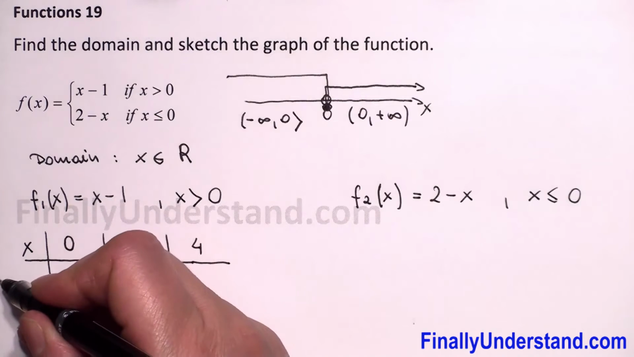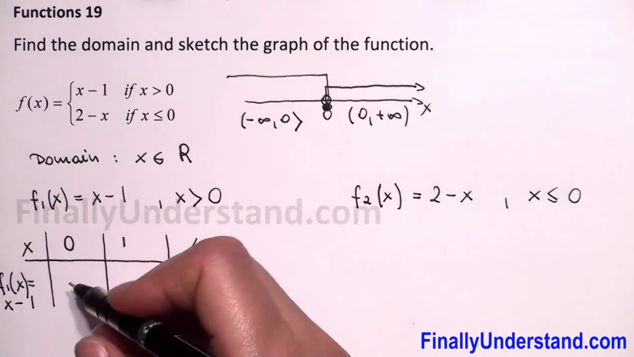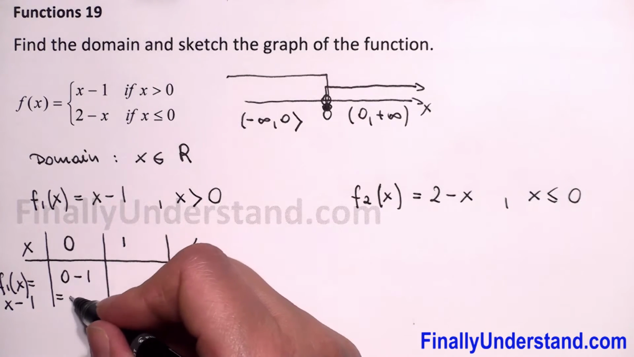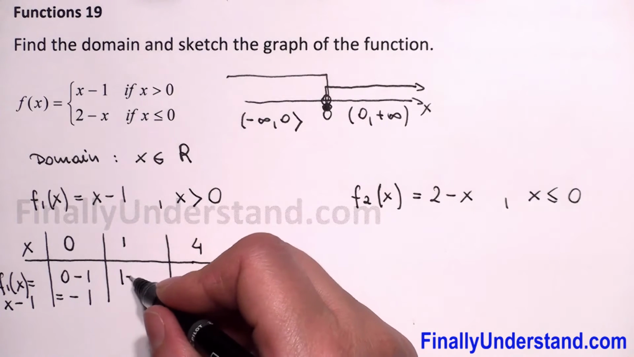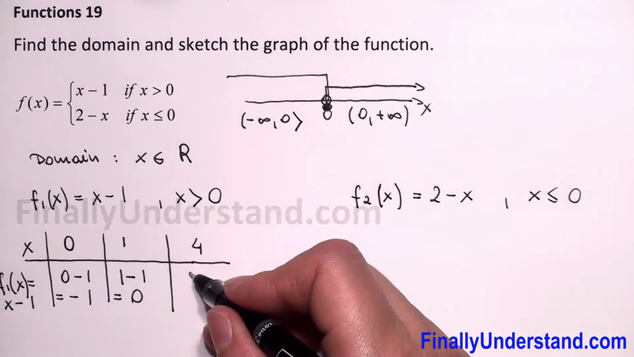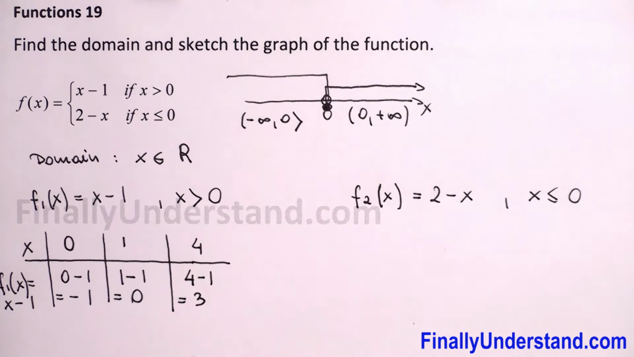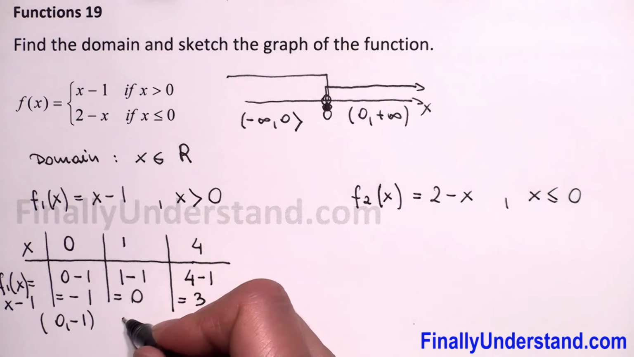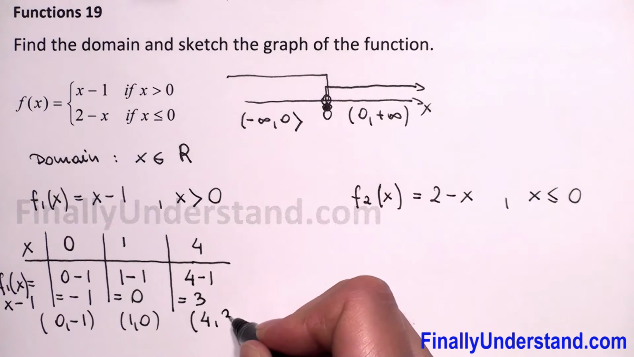This is our x. f1 of x is equal to x minus 1. First I will replace x by 0, so it will be 0 minus 1, which equals negative 1. Next I will replace x by 1, so 1 minus 1 is equal to 0. And now I will replace x by 4. 4 minus 1 is equal to 3. So we have 3 points. First point is 0, negative 1. Second is 1, 0. And third is 4, 3.